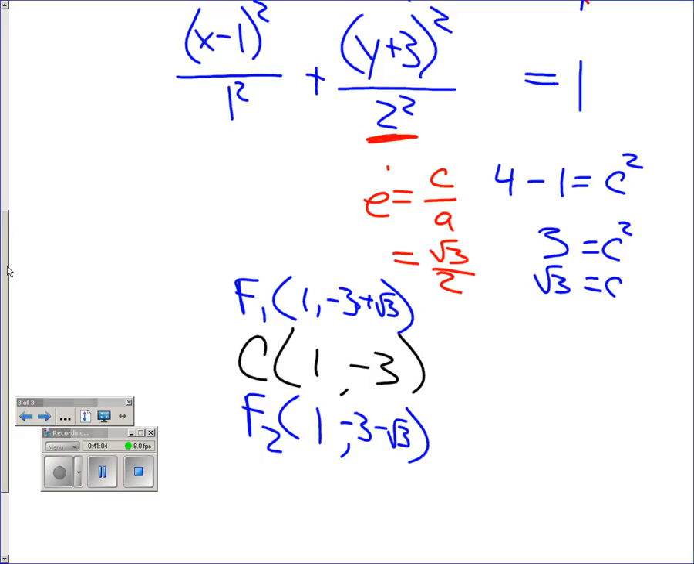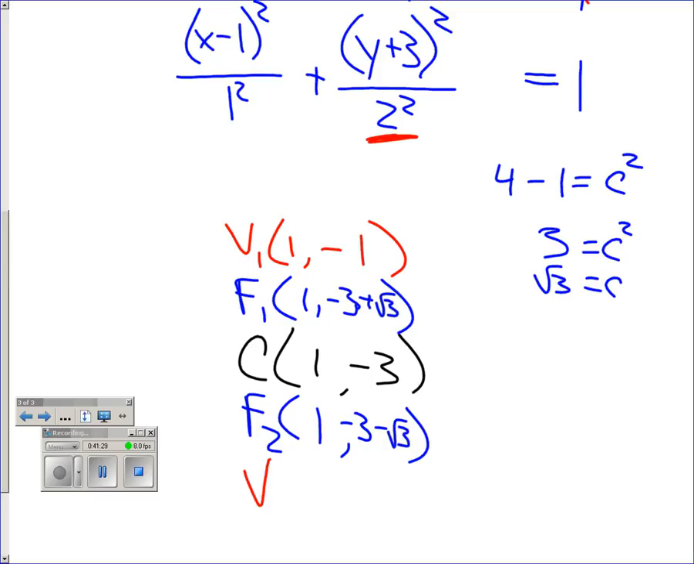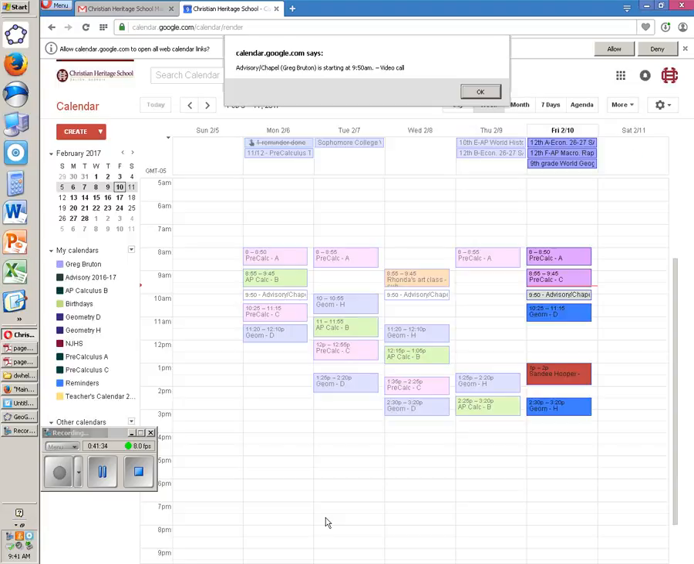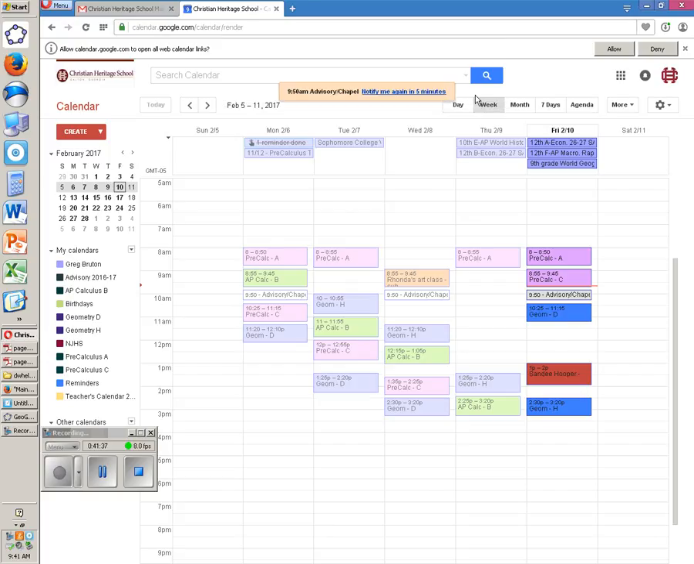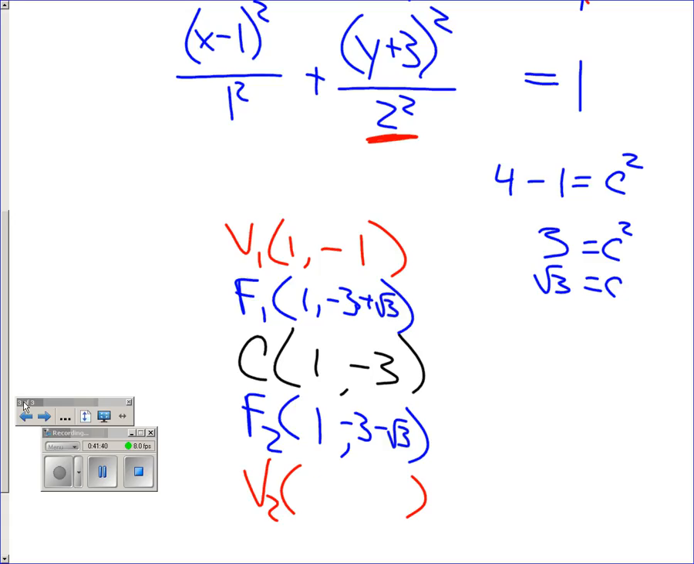So let's take vertex 1 and vertex 2 here. Vertex 1, how far are we going up on the major axis from this center point 1, negative 3? We're going up 2, right? A is 2. So negative 3 plus 2 is negative 1. Well, we've got to go beneath it, so I'm going to subtract 2. I'm going 2 down from negative 3, which is negative 5.